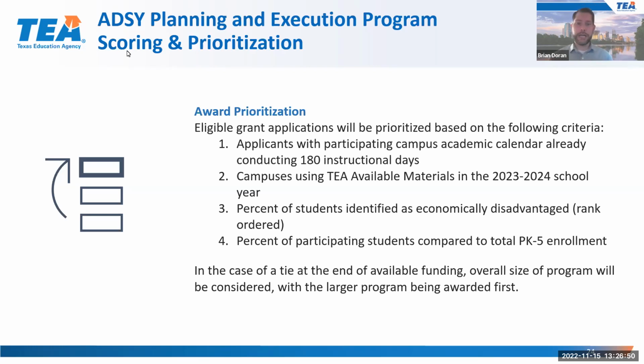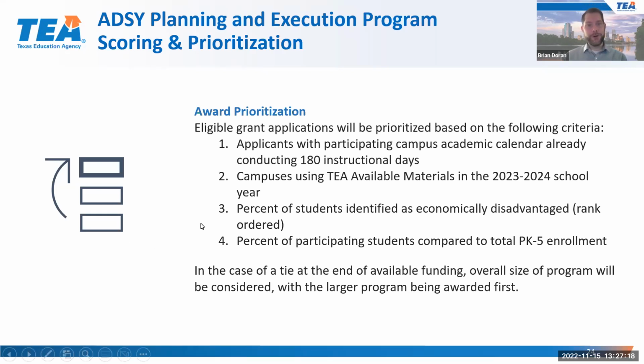We then will prioritize by percent of students identified as economically disadvantaged. And then percent of participating students as compared to total pre-K-5 enrollment. So in the application, you will be asked to say, what is your anticipated summer enrollment compared to your overall pre-K-5 enrollment, and that percentage will then be that last prioritization rank.